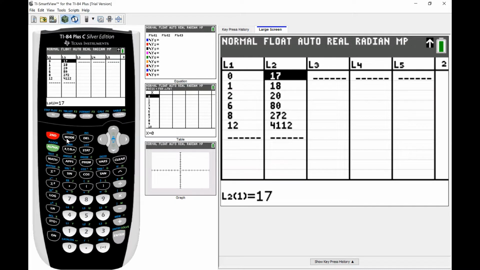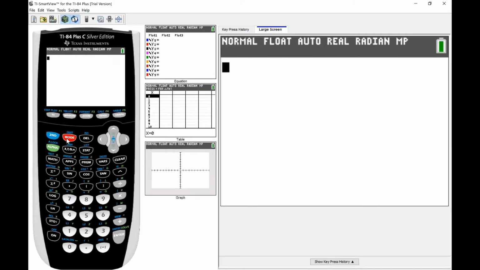I'm going to go back to my home screen, second quit, and I'm going to plug this in. 10.16 times 1.57 raised to the power of, I'm going to do this little caret, 4.